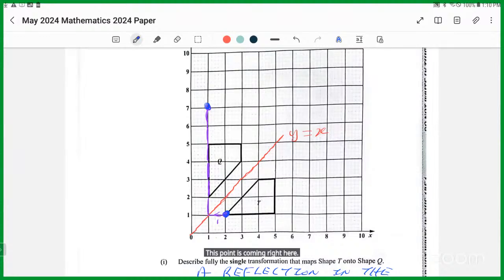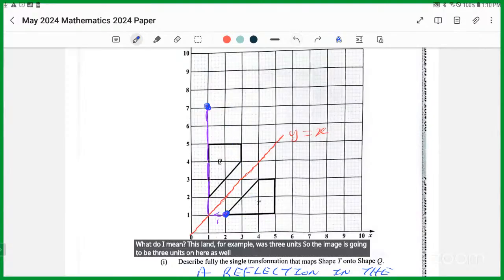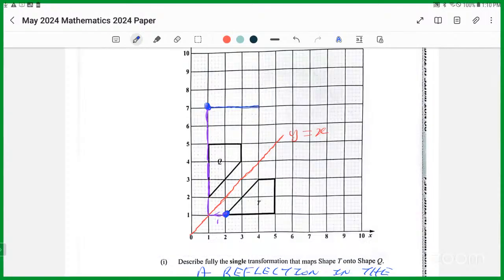So all I need to do is draw back this shape around that point. What do I mean? This length, for example, was 3 units. So the image is going to be 3 units on here as well. This side is 2 units up, so that's going to be 2 units up. This top piece is 1 unit across. And then this diagonal completes the shape.